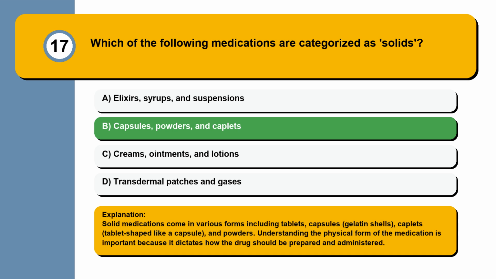Solid medications come in various forms including tablets, capsules, gelatin shells, caplets, tablets shaped like a capsule, and powders. Understanding the physical form of the medication is important because it dictates how the drug should be prepared and administered.